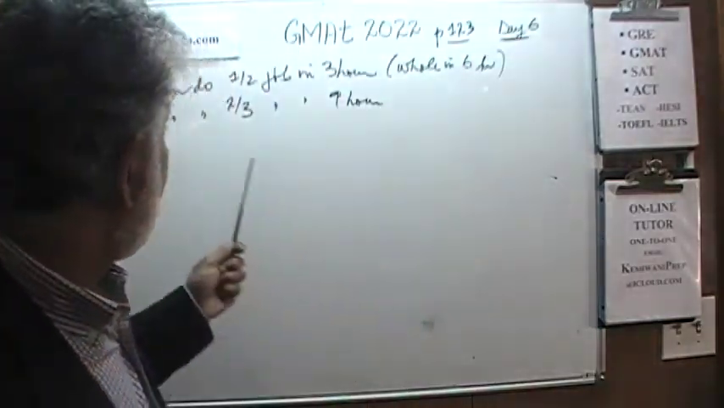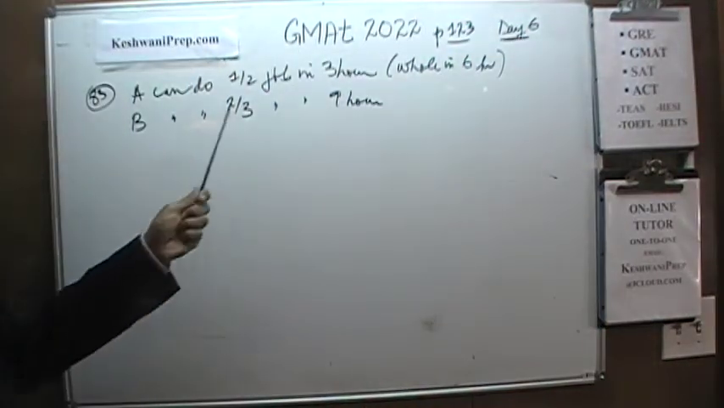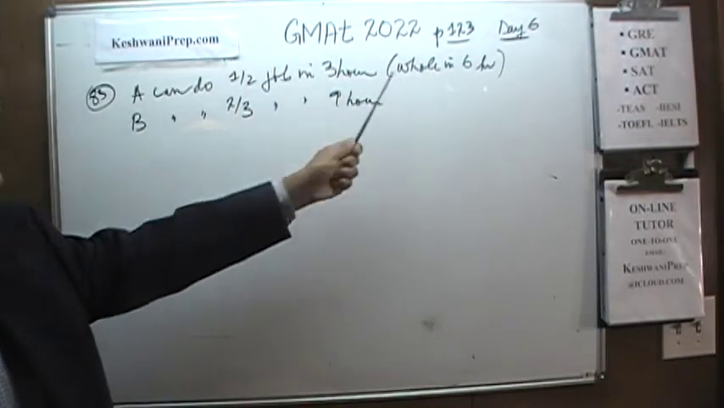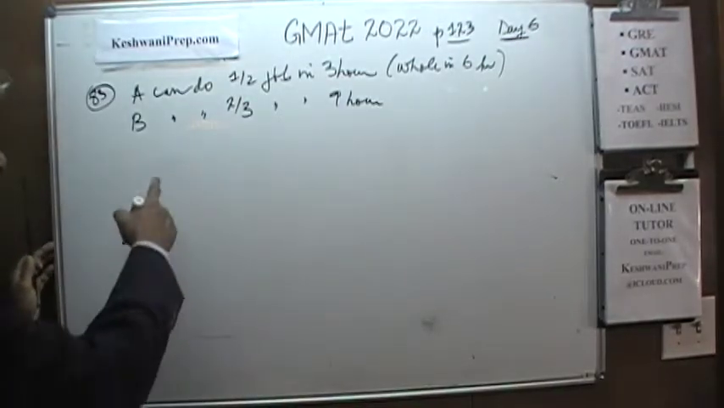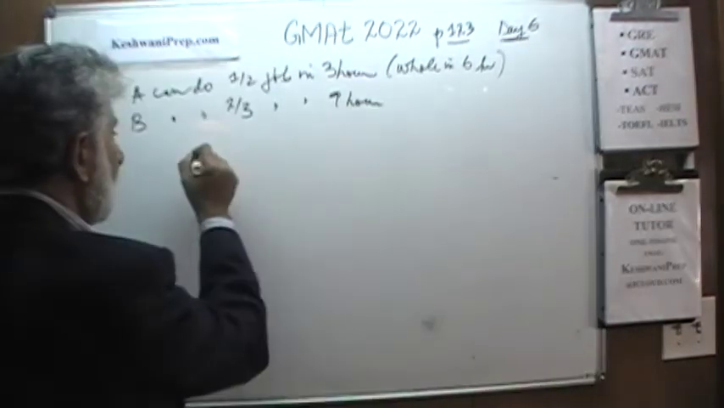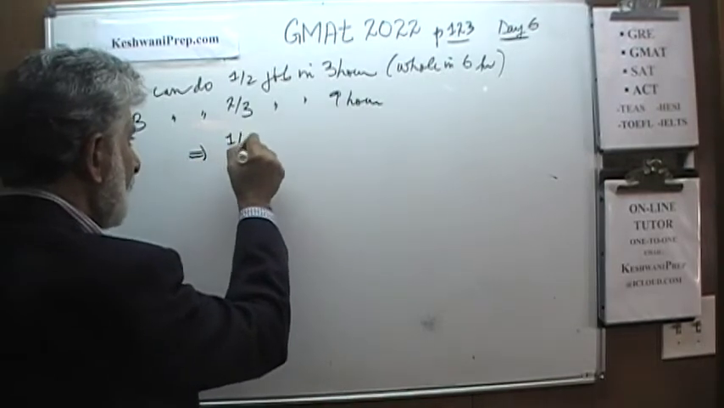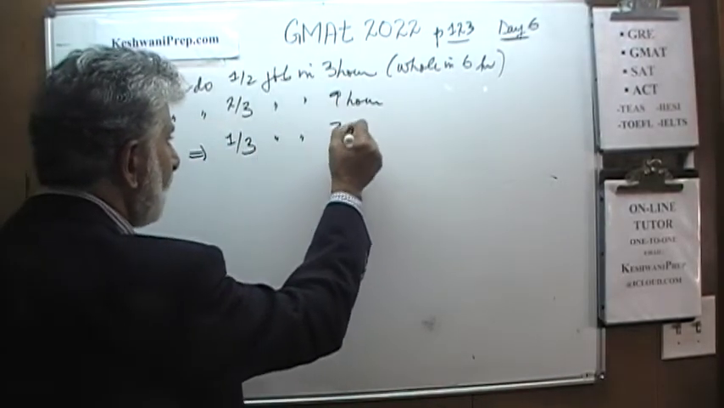But before we worry about how long they will take working together, let's find out how long B takes to do the job. You already know how long A takes. A takes 6 hours to do the job. How long does B take? B can do 2/3 of the job in 9 hours. That implies that B must be able to do 1/3 of the job in 3 hours.